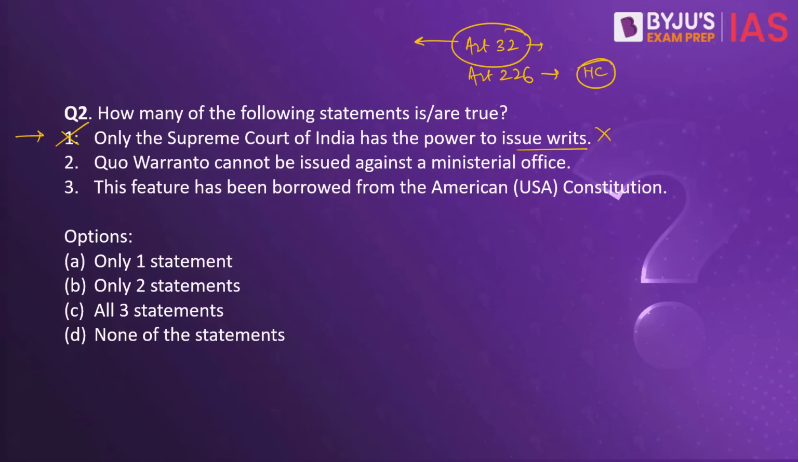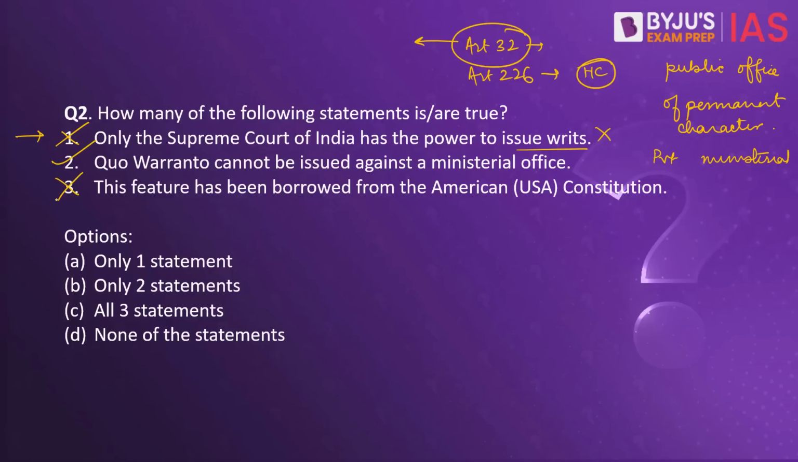Now the quo warranto writ, the literal meaning of which is by what authority or warrant. This writ is issued by the courts to prevent illegal usurpation of a public office by a person. So through this writ, the court inquires into the legality of a claim of a person to a public office. So we are talking about public office of permanent character that has been created by a statute or by the constitution. So this type of writ cannot be issued against any private or a ministerial office. So this is a correct statement.